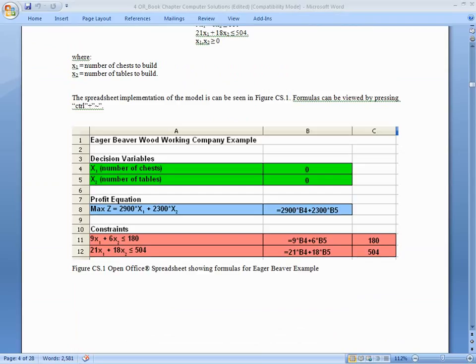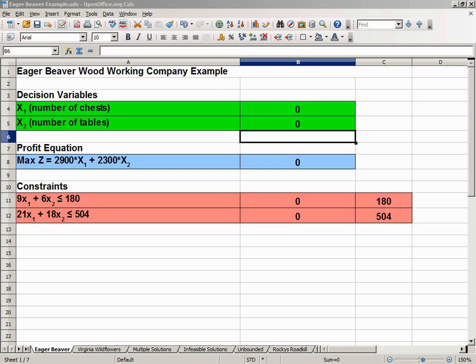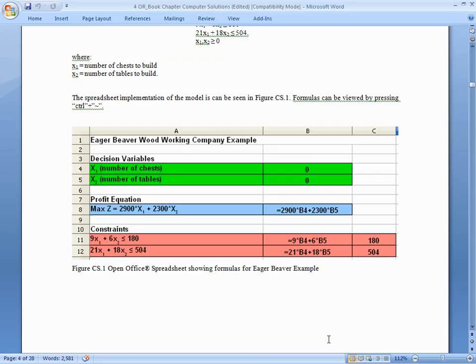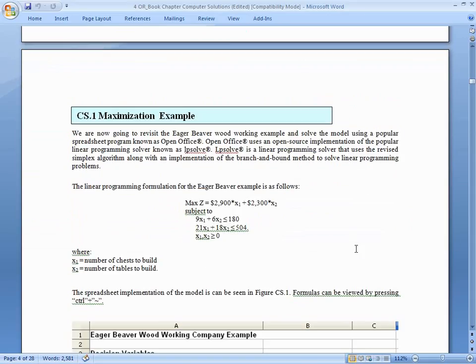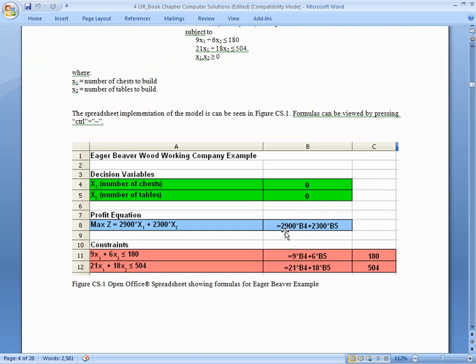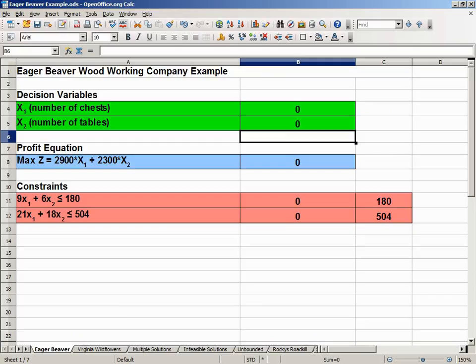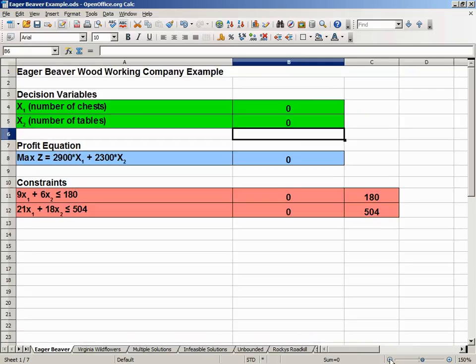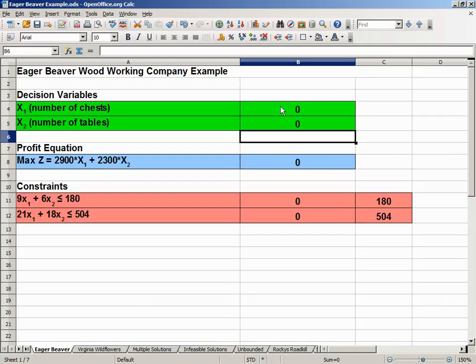Okay, so here's what we have. We have this problem right here, okay? And we want to see how we're going to solve it using the computer, okay? So I have this set up in OpenOffice. You can use Excel. I have no problem with that, okay? So here's what we do. We set decision variables. And I say, okay, my number of chests that I want to build, I'm going to start out at 0. The number of tables I want to build, start out at 0.